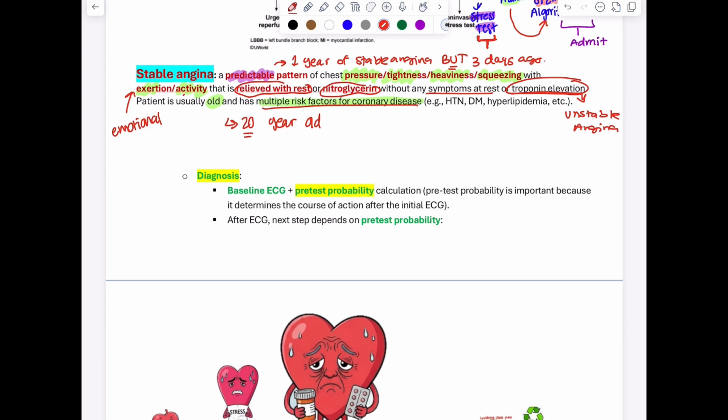So here we have predictive pressure, squeezing pain that increases with activity and improves with rest or nitroglycerin, in an older patient with multiple risk factors for coronary disease. Remember this, because sometimes you're going to get questions that sound like stable angina, but you're missing one of the key descriptors here, and it's going to point you to some other cause of chest pain.